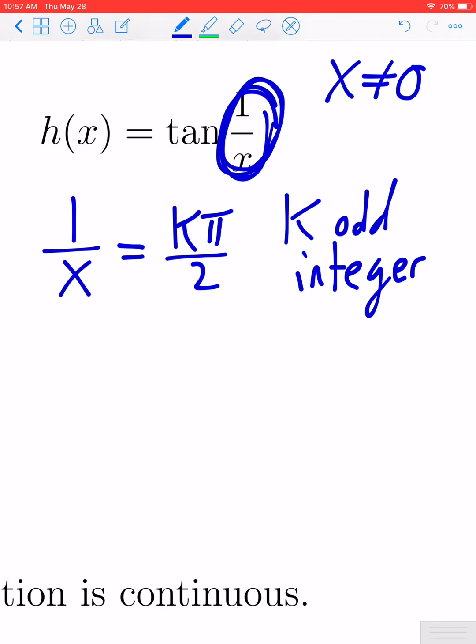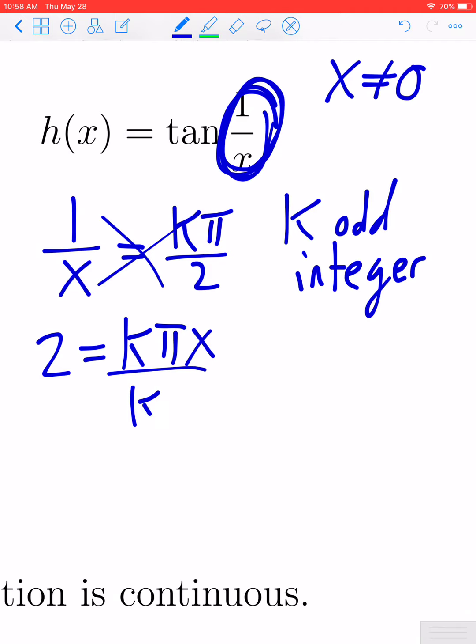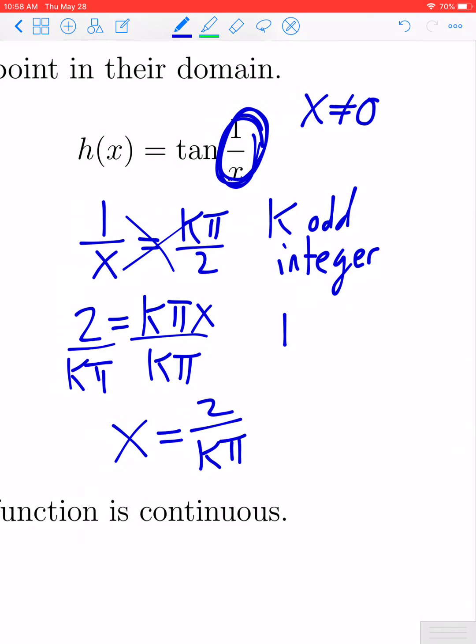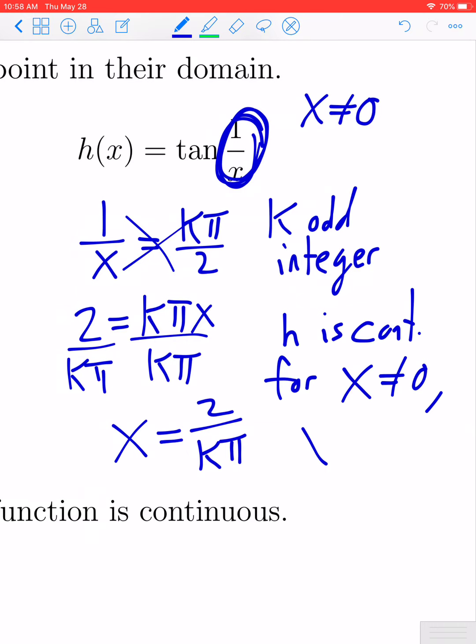We can solve this for x. If you cross multiply, that might be the easiest way to think of it: 2 equals k pi x. And then divide both sides by k pi. We get that x would be equal to 2 over k pi. So the function h is continuous. I'm not going to write it in interval notation this time, but it's continuous as long as x is not 0 and as long as x is not 2 over k pi for some odd integer k.